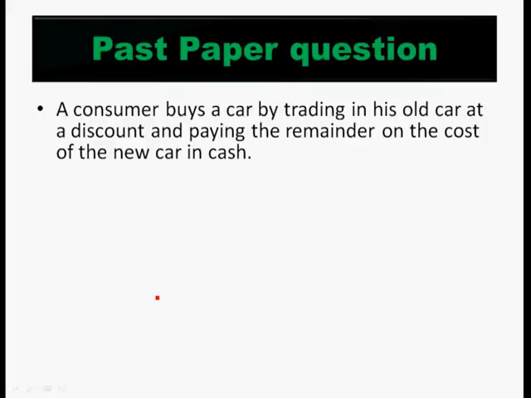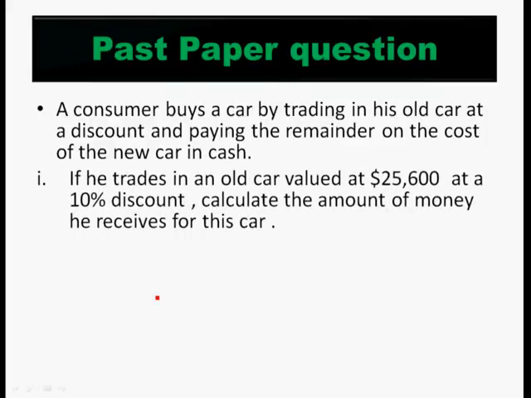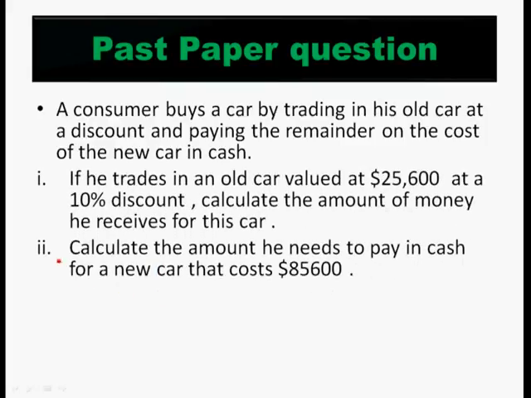It says, let's read. A consumer buys a car by trading in his old car at a discount and paying the remainder of the cost of the new car in cash. Part 1. If he trades in an old car valued at $25,600 at a 10% discount, calculate the amount of money he receives for this car.